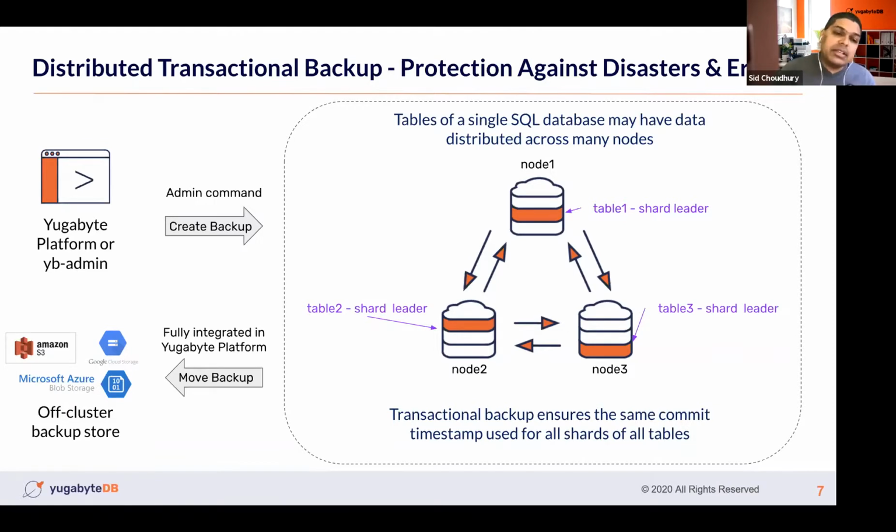So the second piece kicks in, which is to move this in-cluster backup files to an off-cluster backup store. And that's the value add or the power of Yugabyte platform, which is our commercial product, which essentially makes integration with these off-cluster storage systems like S3, Google Cloud Storage, or Azure Blob Storage, or your internal network file system, does not matter. It moves the backup to this off-cluster location.